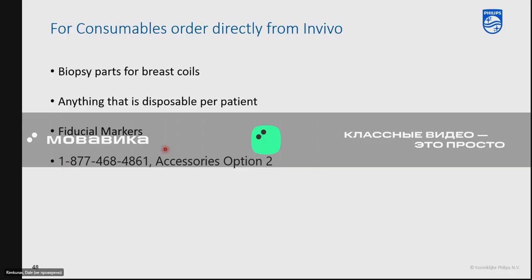Call this phone number. This takes you directly to the people that service the in vivo products. It's a United States number, so it's +1. You hit option 2 when the answering machine picks up, and that takes you to the accessories department. Somebody will actually answer the phone and talk to you, or you can leave a message. They'll call you back. They will know what you need. They are specialists on this.